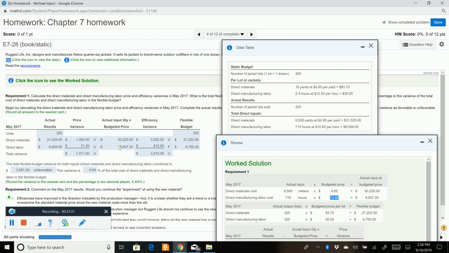That's where you get your $8,937. When you compare column 1 to column 2, the actual hours are the same. The difference is in the rate. So when we use our actual rate, we're a little higher than the standard rate. That's why it's an unfavorable variance.